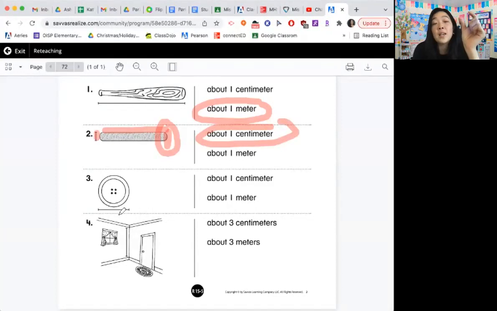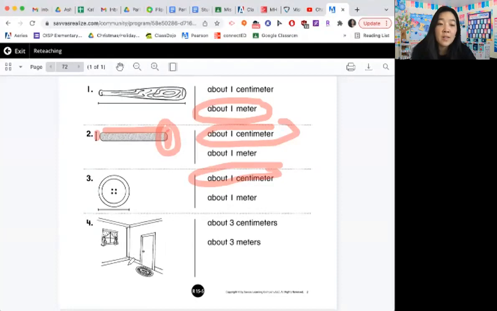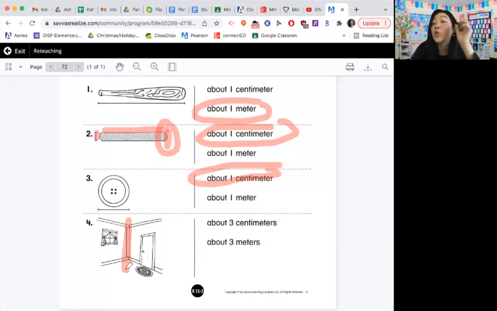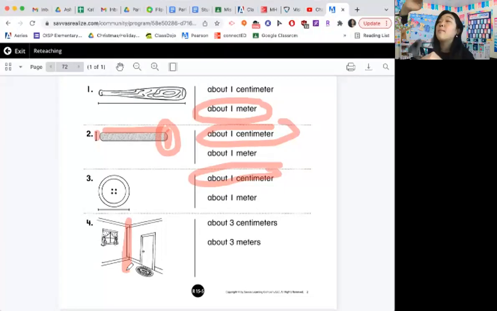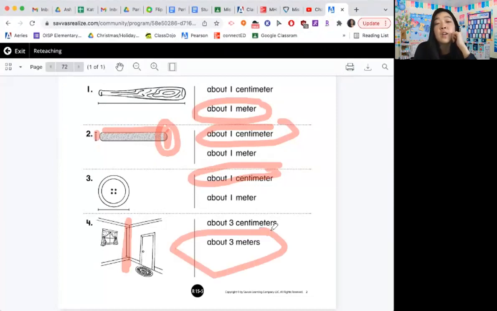Would you say a button is 1 centimeter or 1 meter? 1 centimeter. Number 4, here is a wall, the length of this wall right here. Would you say the length of the wall would be 3 centimeters or 3 meters? Think of 3 baseball bats. 3 meters. Very good. So that was your answers for questions 1 through 4.